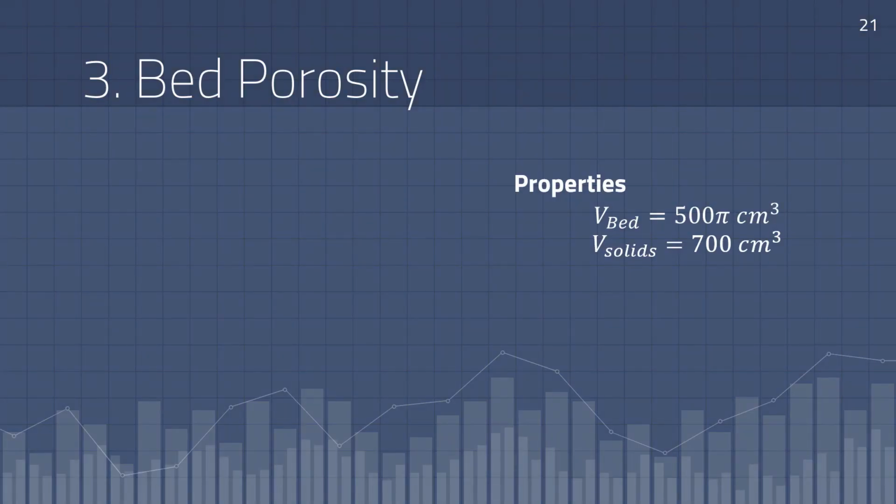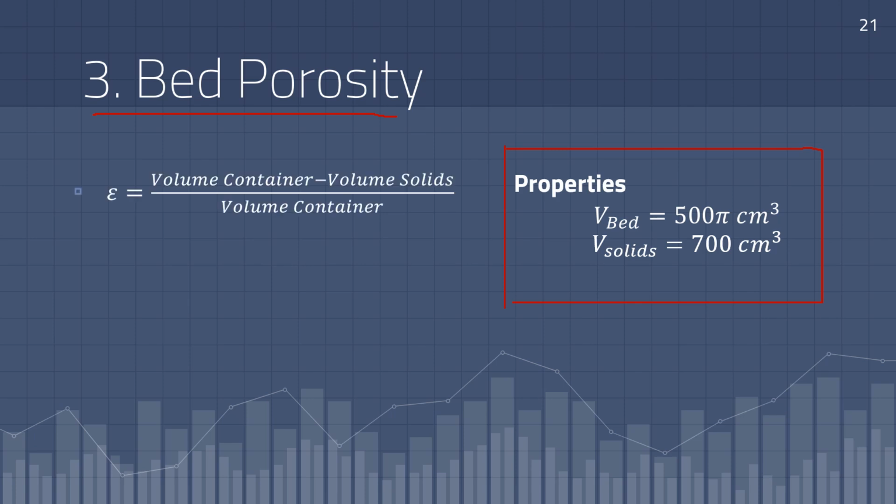Now, let us calculate for the bed porosity, where the values obtained from preceding numbers were summarized here. So the bed porosity, or the porosity, has the formula: volume of container subtracted by the volume of solids, divided by the volume of the container. So substituting these properties, we will have a porosity value of 0.5544. So this value tells us the fraction of the container that is unoccupied with solid particles.